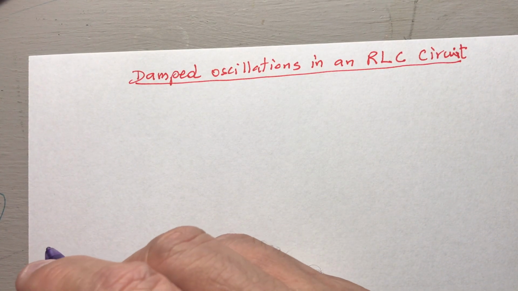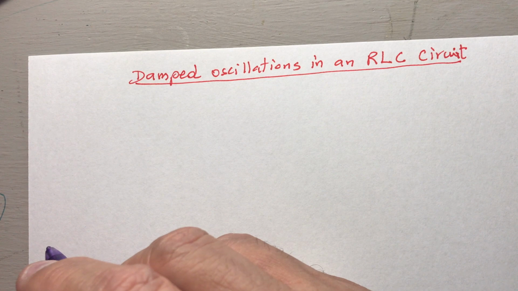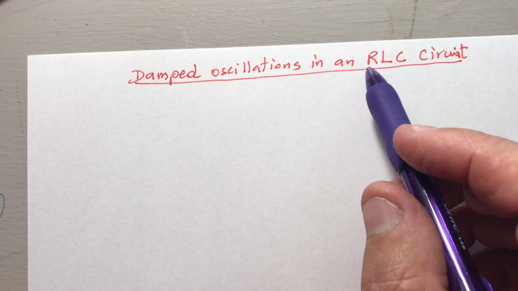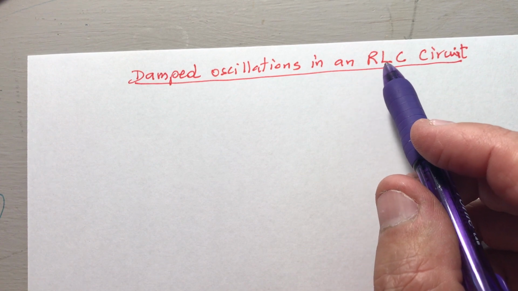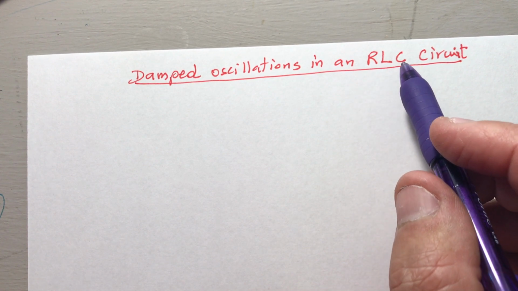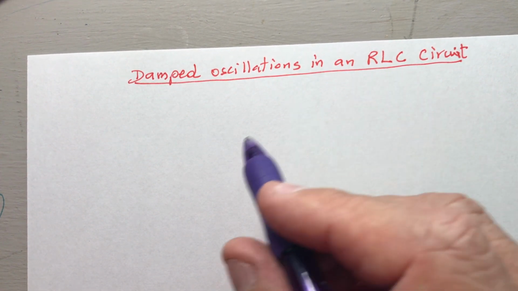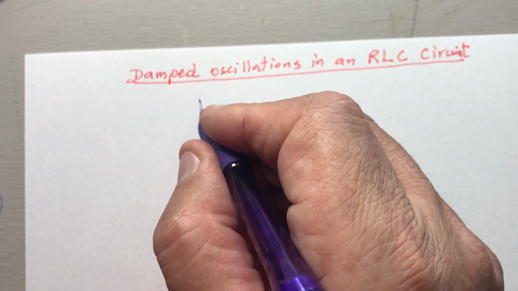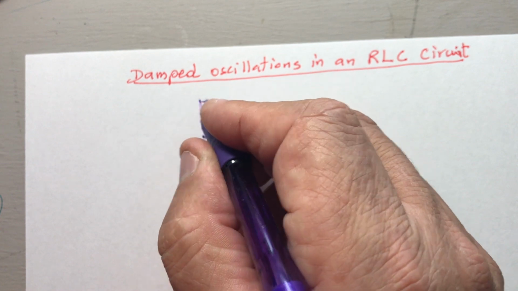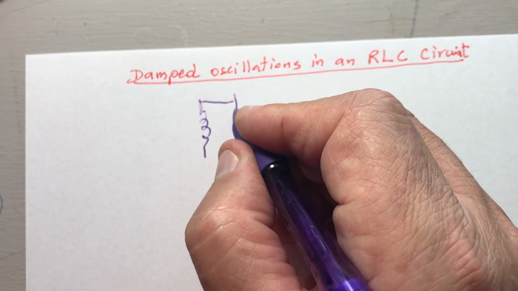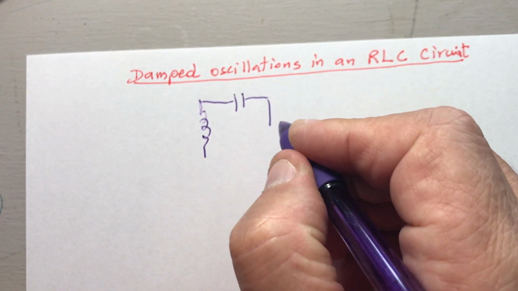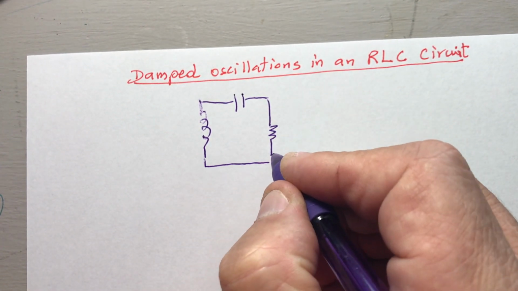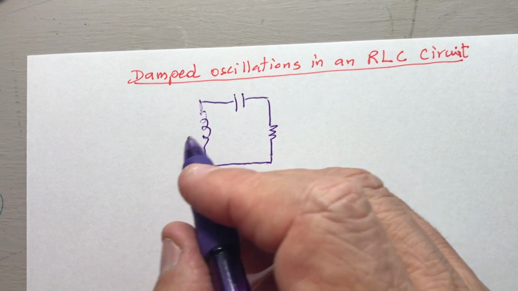Today we're going to study damped oscillation in an RLC circuit. This R stands for resistance, L for inductance, C for capacitance. So let's see, here is an inductor. We have a capacitor. And then we have a resistor. So this is an RLC circuit.